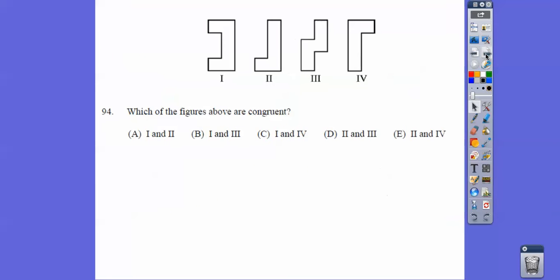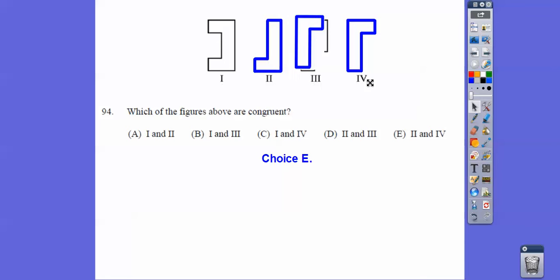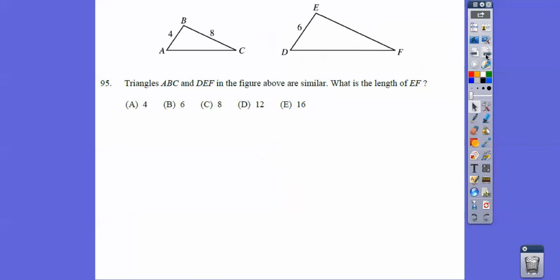Let's try another one here. Which of the following figures are congruent? Well, it's easy. These two guys are congruent. If I took this guy and rotated it, can you see this guy looking just like that one over there? So there they are. These two are the congruent ones, 2 and 4. So choice E.